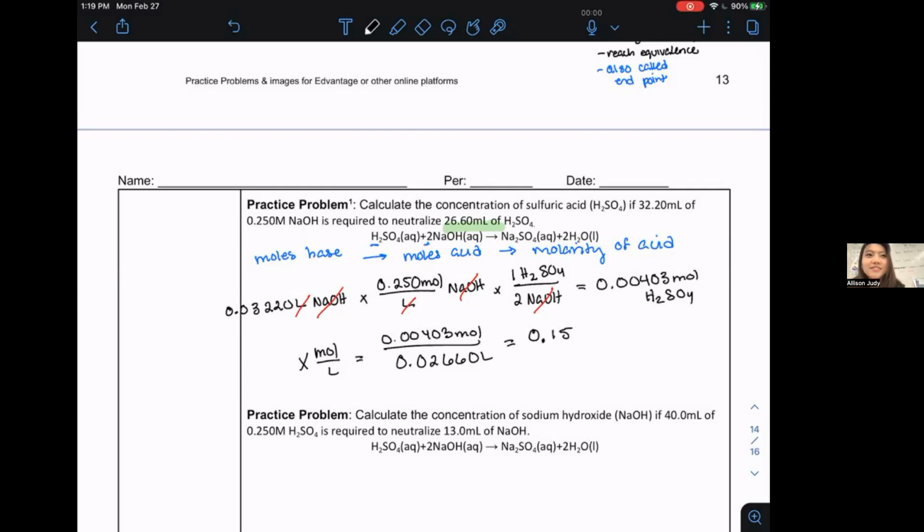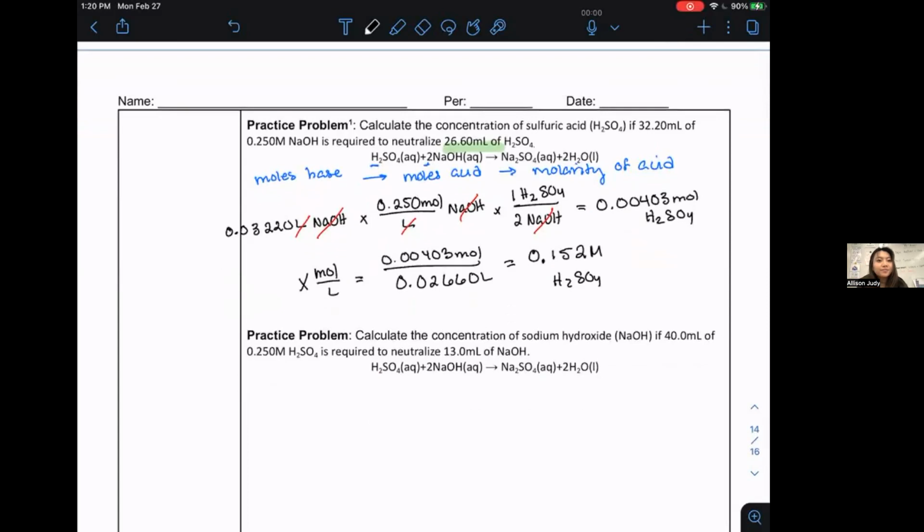1.5. 1.2, sorry. Who said no? 0.152 molarity of H2SO4. Not too bad. Do the next one on your own.